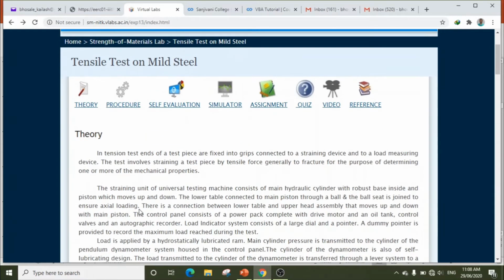In this one, the theory is given, the procedure is also given. You have to go for the self-evaluation, then the simulator. One assignment will be given, quizzes are there, videos are also available, and the references are there. So we'll see some properties of this one. Very good material is available on these virtual labs.